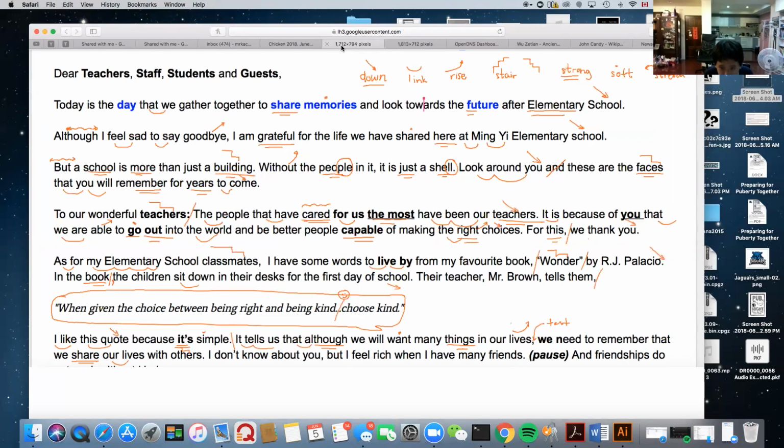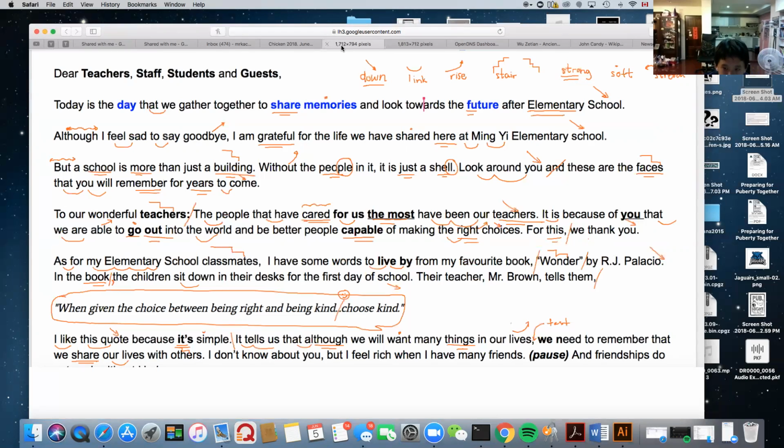Look around you, and these are the faces that you will remember for years to come. To our wonderful teachers, the people that have cared for us the most have been our teachers. It is because of you that we are able to go out into the world and be better people, capable of making the right choices.